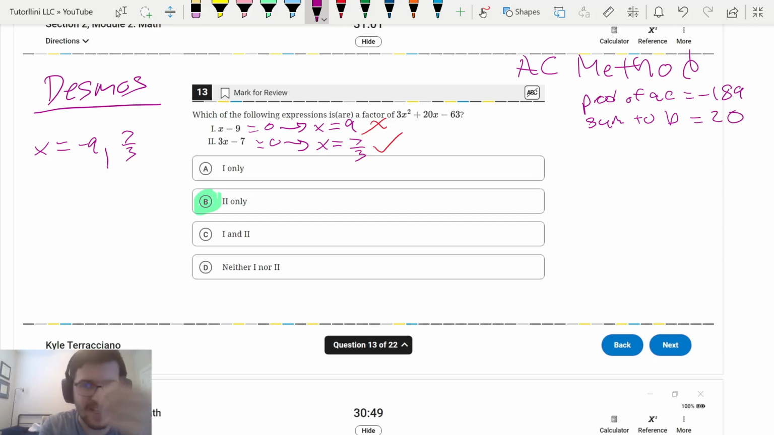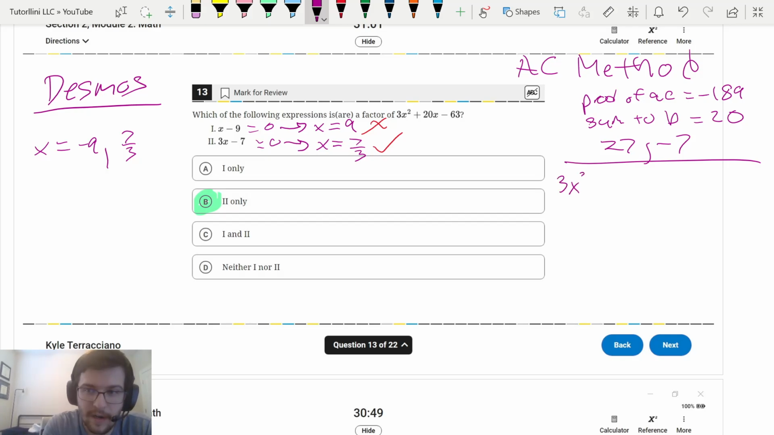So you need to now just sit here and brainstorm factors of 189 until you get a product of -189 and a sum of B. You could guess and check by dividing 189 by 5, 189 by 6, 189 by 7. The two numbers that do that, this is the hardest part, are 27 and -7. So now we're going to split bx into those terms: 3x squared plus 27x minus 7x minus 63.